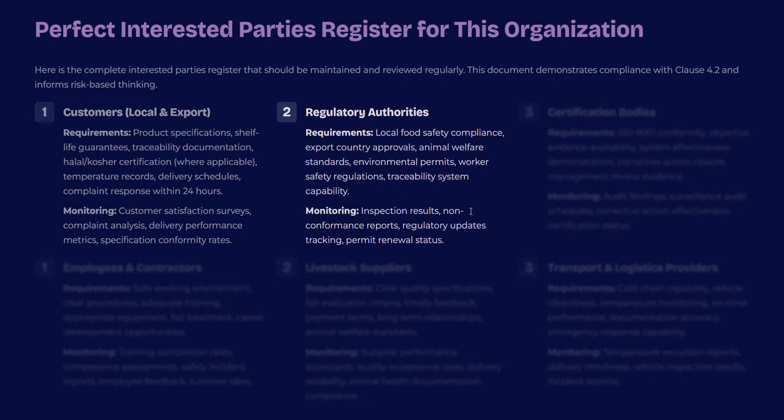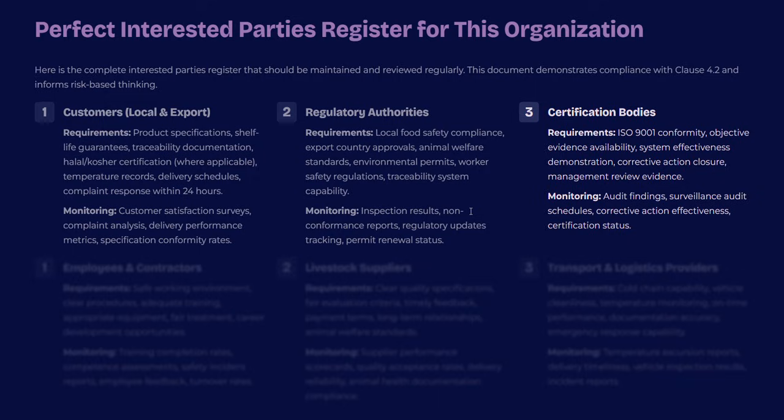Regulatory authorities. The requirements: local food safety compliance, export country approvals, animal welfare standards, environmental permits, worker safety regulations, traceability system capability. How do we monitor this? Through inspection results, non-conformance reports, regulatory updates, tracking, and permit renewal status.